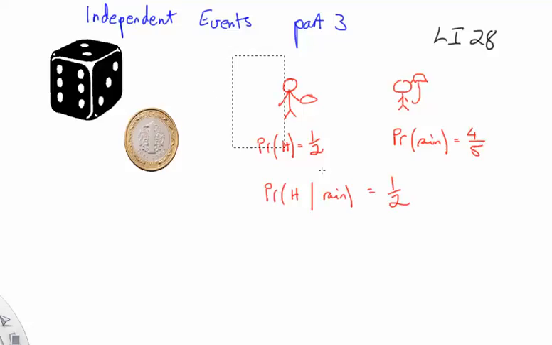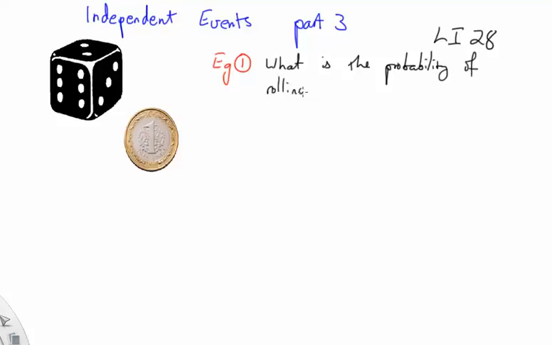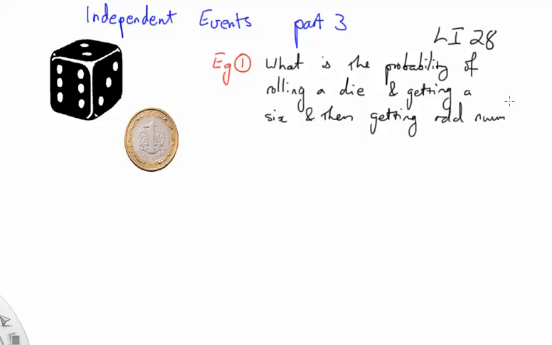So what does this rambling mean? It means a formula, but I want to do a few examples first. I've got this picture here. I want to ask the question, what is the probability of rolling a die and getting a 6, and then you roll again and you get an odd number, and then you roll again and you get a prime number? Looks like a tricky question. It's not so bad.